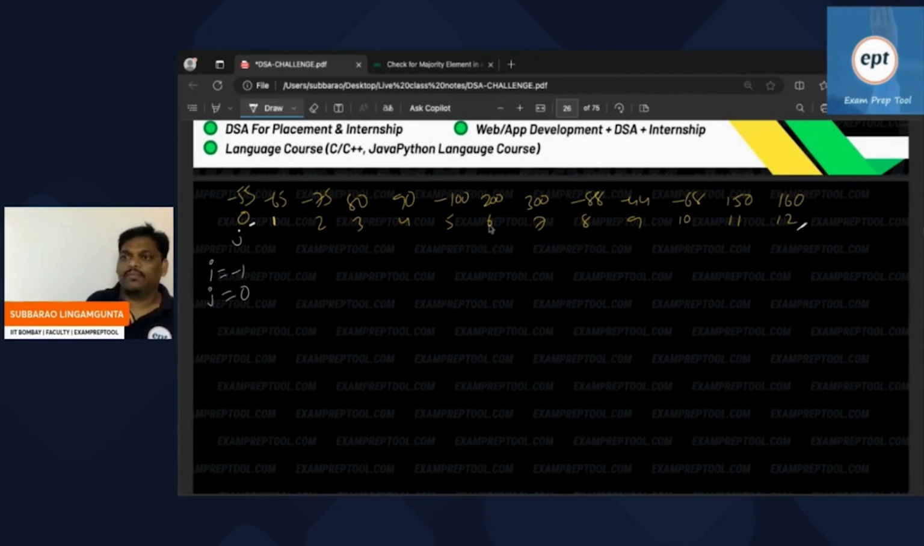Let's see once. Remember, I is the index, initially -1. J is the index, initially 0. Remember everyone. J wants greater. Assume that this array name is A. If A of J is greater, because J wants greater, happily J will move. If not, J will stop.